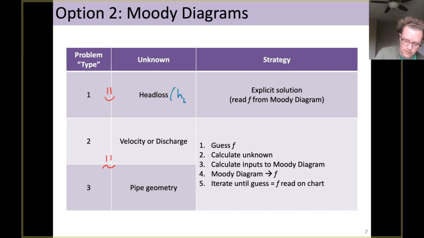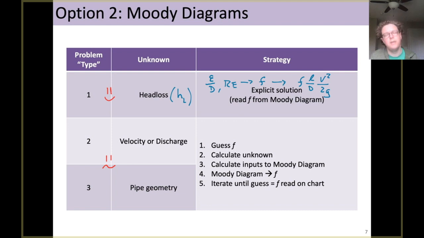You calculate your E over D, you calculate your Reynolds number, you can read F from the Moody diagram, and then you've got your L over D, your Darcy-Weisbach equation that you can use. What I just wrote is equal to head loss. So a type 1 problem is straightforward. That's one that we're happy to see.